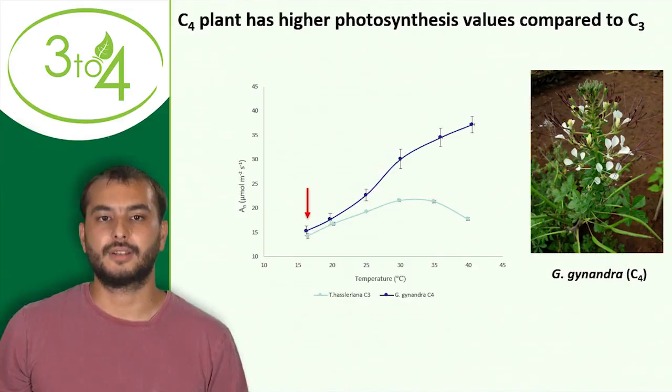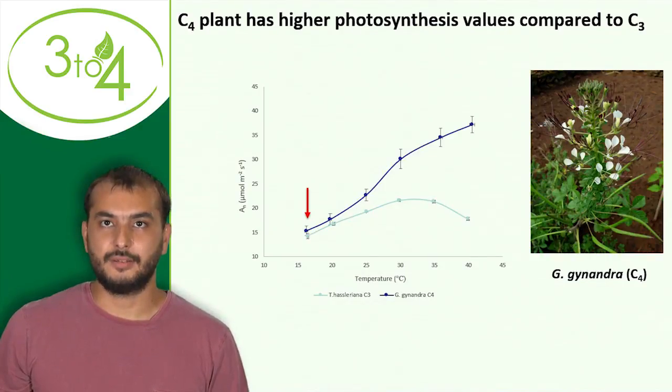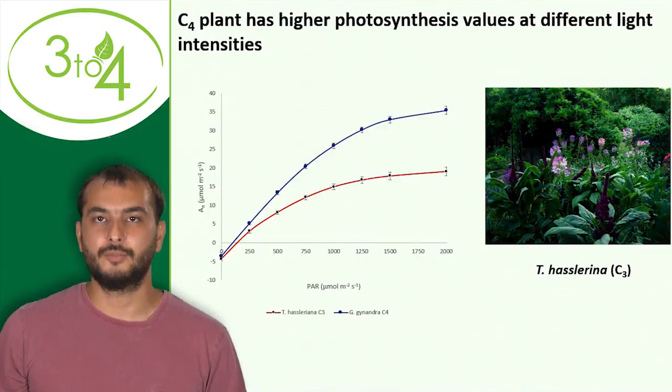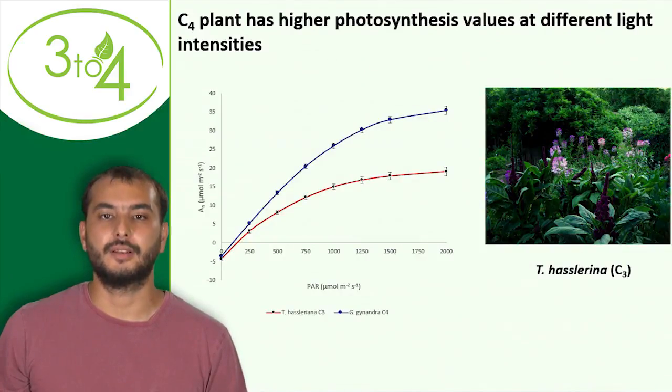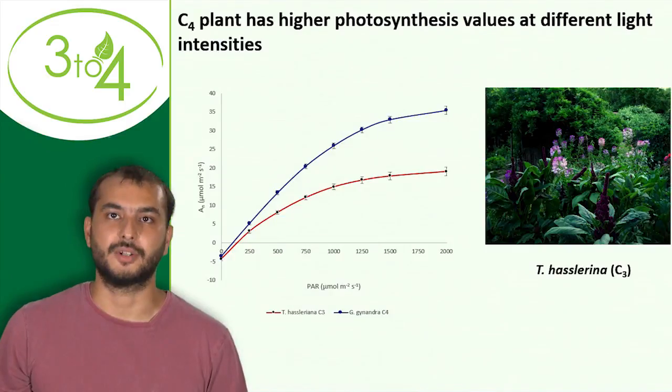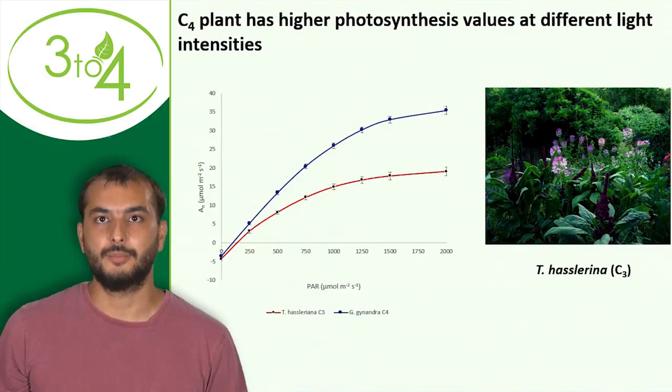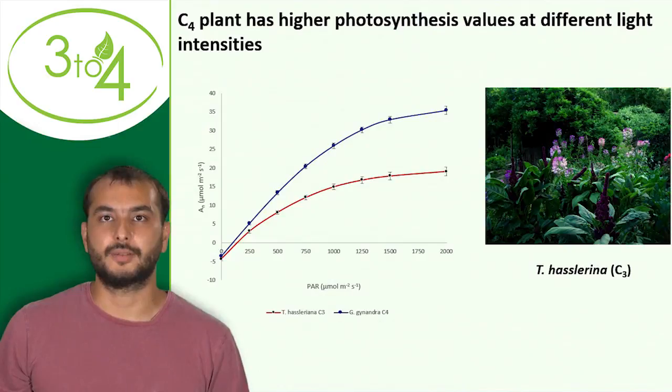Now, let's look at the light response curve. The red one is our C3 plant and the blue one is our C4 plant. And it can clearly be seen that the C4 plant is doing more photosynthesis than the C3 plant at every light intensity. And the red arrow here indicates sunlight at midday in the summer. Of course it's changing, but it's almost the same around the world.